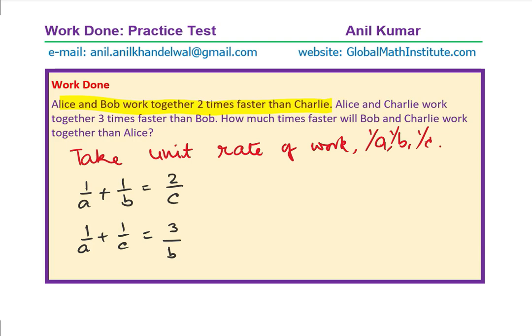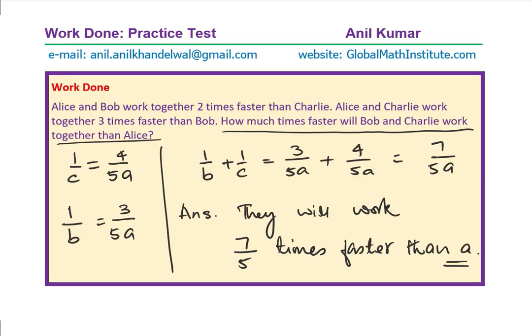Using these equations, we found 1 over B in terms of A and 1 over C in terms of A. And then we substituted those values in the equation. What happens when Bob and Charlie work together? How many times is it with respect to A? And knowing B and C, we actually get this value. Perfect. Just as shown in this particular solution. So I hope the steps are absolutely clear.